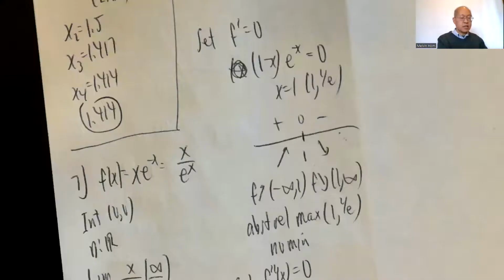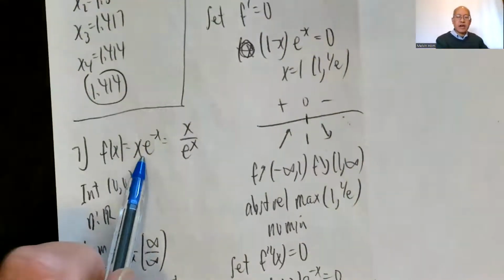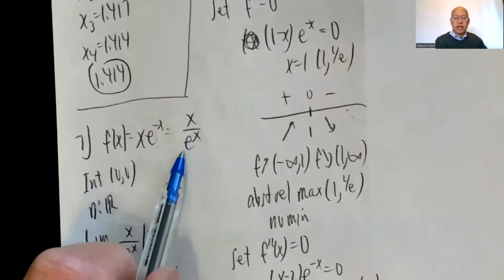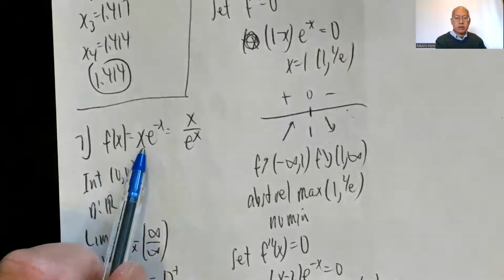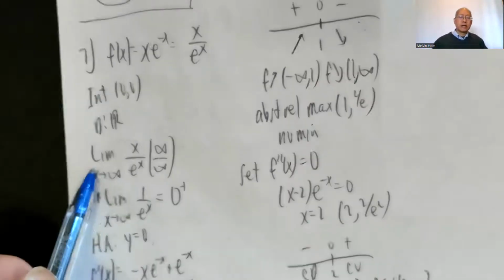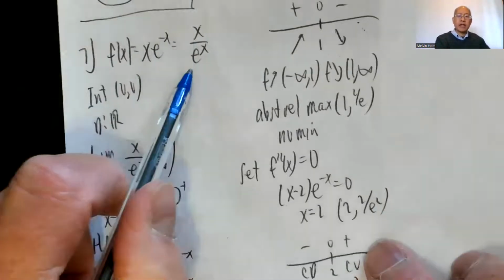Okay, number 7, the curve sketch. f of x is x e to negative x, which can be written as x over e to the x. Intercepts are (0, 0). The domain is all real numbers. Okay, end behavior. Limit as x approaches infinity of x over e to the x.